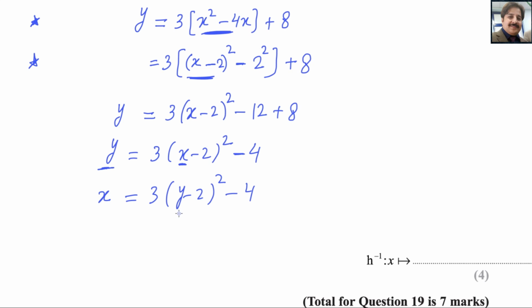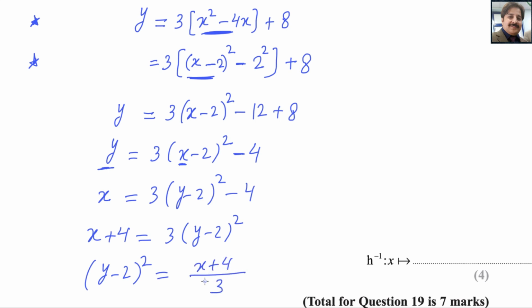Then we will make y the subject. That will be our inverse actually. 4 goes on the left side, so it becomes x plus 4 equals 3 into (y minus 2) whole squared. 3 goes down because it is multiplying, so you can write (y minus 2) whole squared equals (x plus 4) divided by 3. To get rid of this square, we will take the square root of both sides.